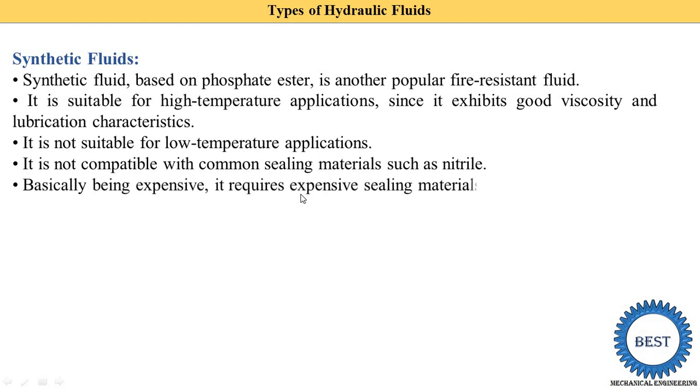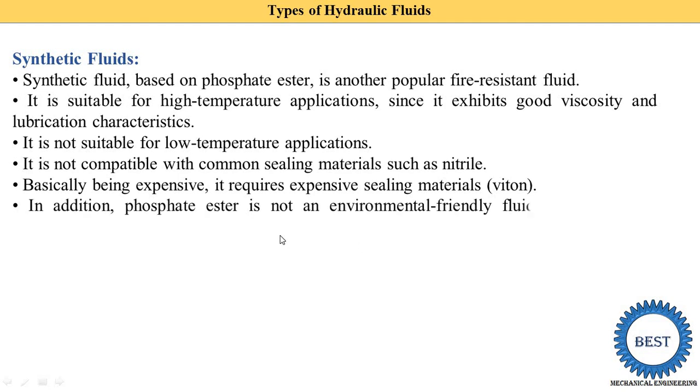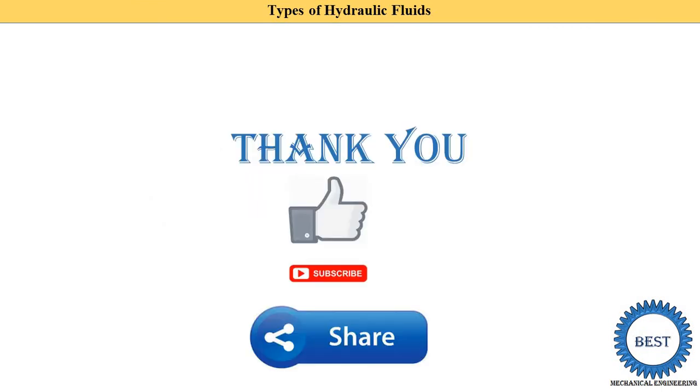Basically, being expensive, it requires expensive sealing materials, Vitons. So the cost of the synthetic fluid is also higher and they require expensive sealing material, that is the Viton type. This nitrile sealing material cost is lower, but the synthetic fluid reacts with it, so we are not able to use nitrile materials. We need to use expensive sealing material such as Viton. In addition, phosphate ester is not an environmentally friendly fluid. It also attacks aluminium and paints. So phosphate esters react with aluminium and different types of paints.